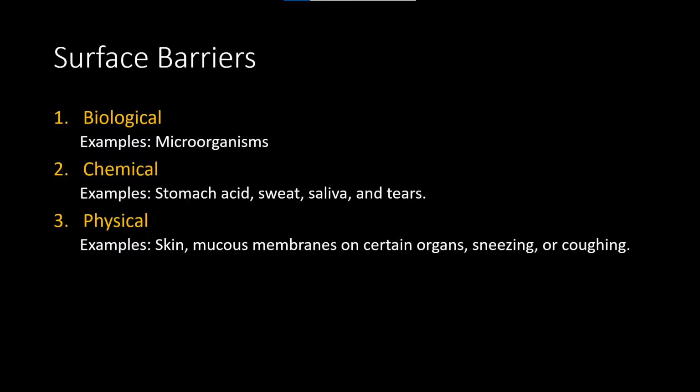The third one is the physical barrier, and it includes the skin and mucous membranes. Without the skin, pathogens can enter from any point on the body, and the mucus in your body can help catch bacteria that try to enter the body and attack it with enzymes to disable the pathogen or even kill it.